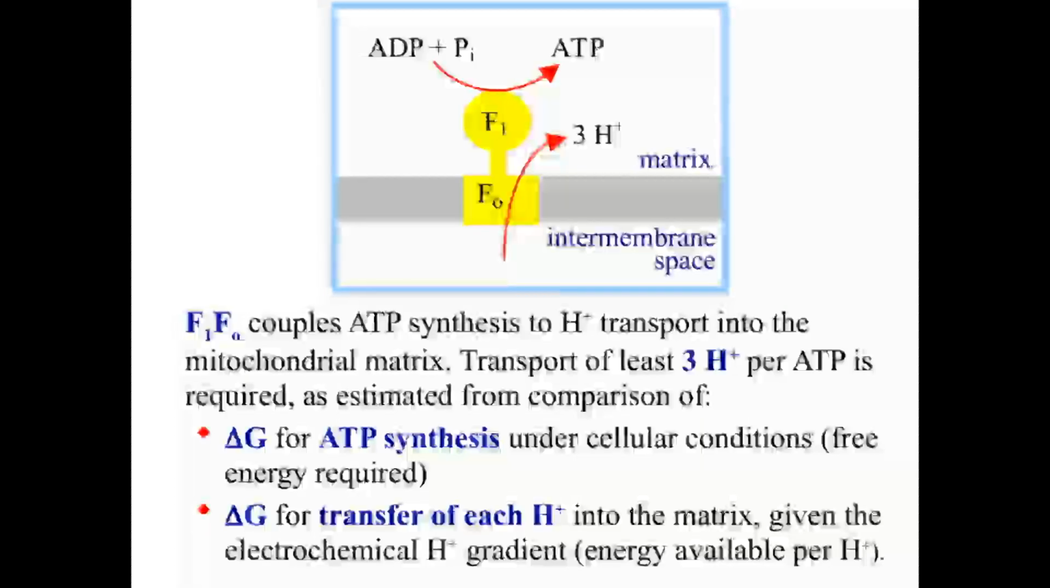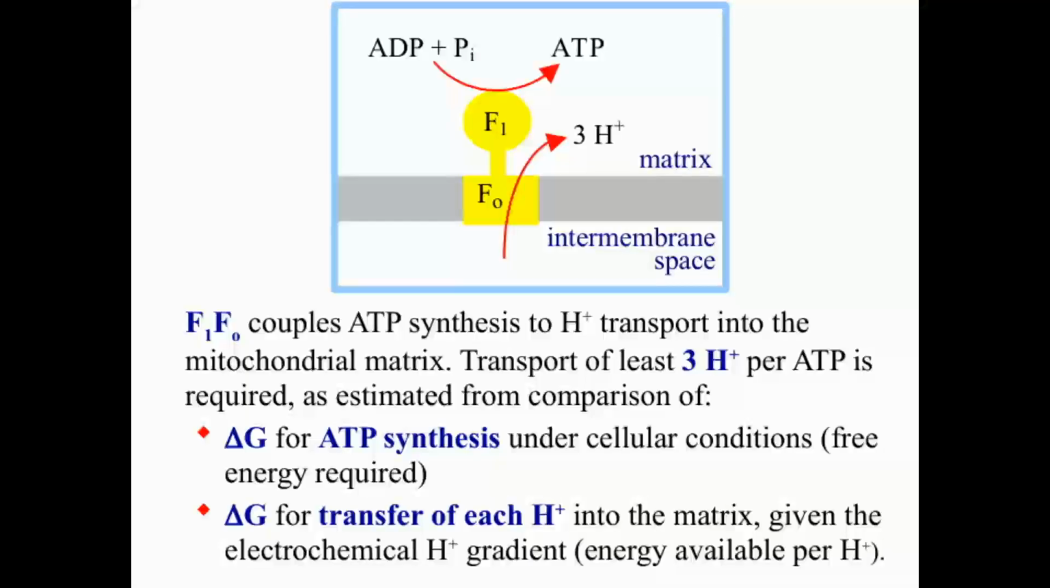So, in summary, the transport of a minimum of 3 protons per ATP is necessary to meet the energy demands dictated by these calculations, ensuring efficient coupling of proton movement and ATP production. This concept highlights the elegant efficiency of mitochondrial energy conversion, which is a core theme in understanding cellular respiration.